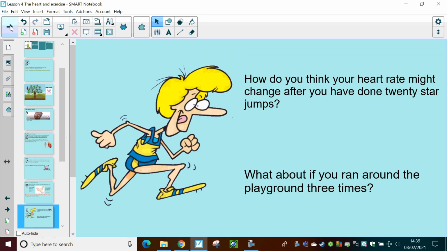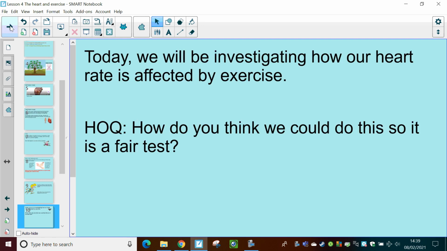So, how do you think your heart rate might change after you've done 20 star jumps? What about if you ran around the playground 3 times? Well, today we are going to be investigating how our heart rate is affected by exercise. And as I talk through this, and as you write it out, think about how we could be making sure that this is a fair test.